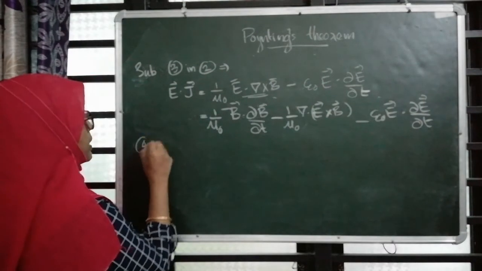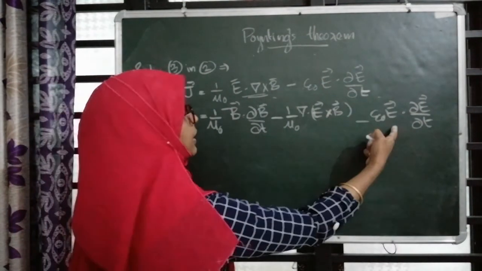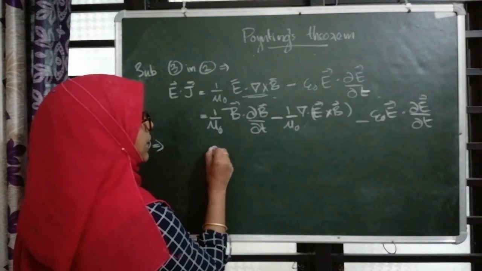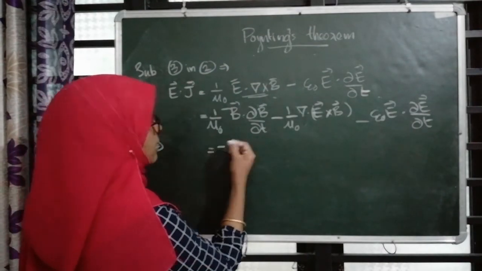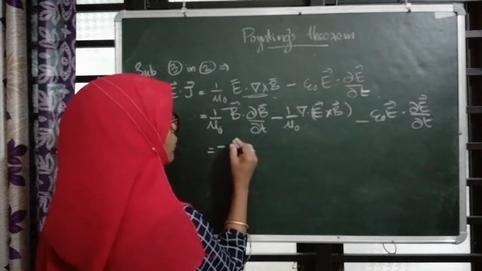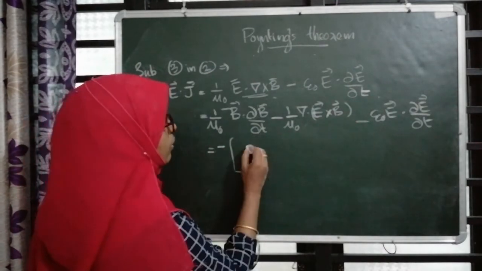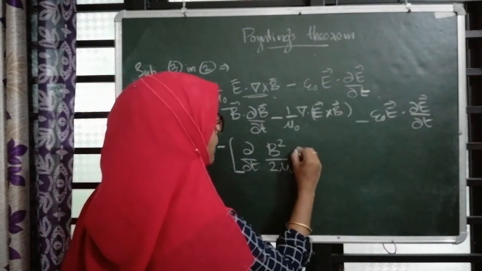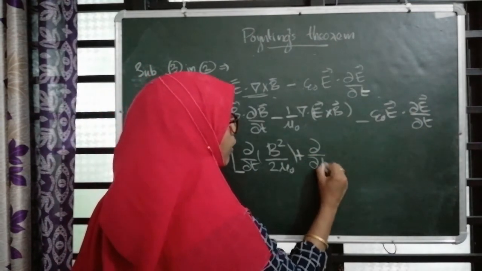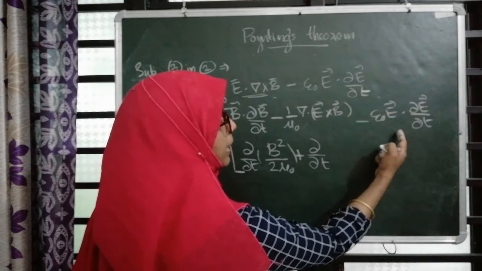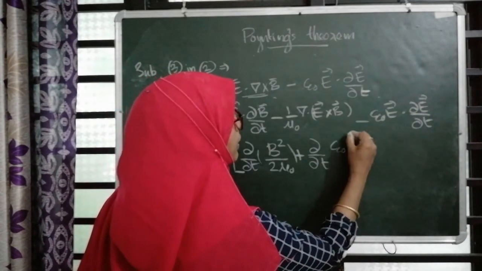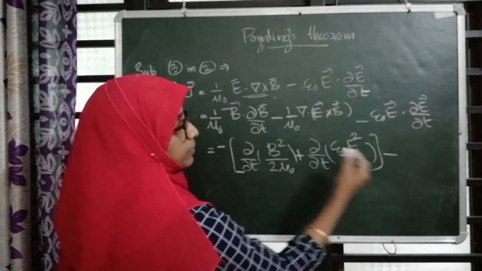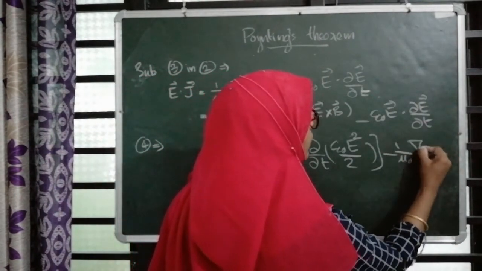Now substitute from equation number 4 for the first term and the third term, that is B dot dou B by dou T and E dot dou E by dou T. We can rewrite this equation as minus, and the minus is common in these two terms, so I am taking the minus outside, dou by dou T of B square by 2 mu 0 plus dou by dou T of epsilon 0 E square by 2, minus this term 1 by mu 0 del dot E cross B.